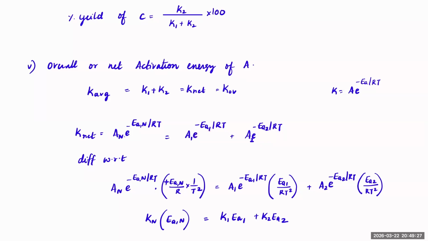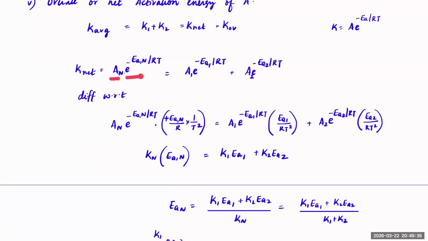Now, differentiate this with respect to temperature. What do I get? If I differentiate this, A_N e raised to power of this entire thing will remain the same, and then we'll bring in the exponential factor here. So if you differentiate this one, you will get E_A,N by R into 1 by T squared, with minus. That minus and minus will become plus. And same thing will come for A1, this entire thing. And again, if you differentiate here, you'll get E_A1 by RT squared. And here you'll get E_A2 by RT squared. Got it?